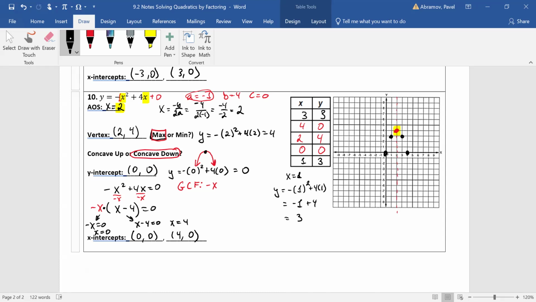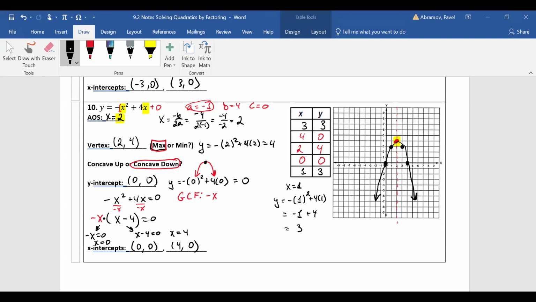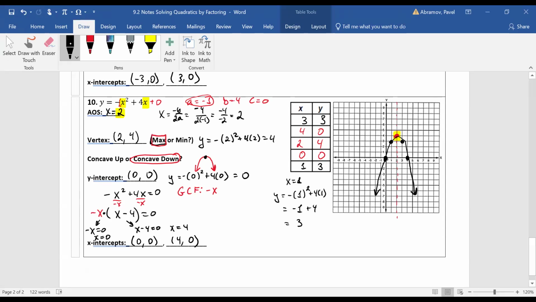Okay, so we have those points and we have them on the graph, and then we draw the picture. Notice that the graph is going down. So as we said, it is concave down. Okay, so this is the lesson on how to solve quadratic equations by factoring.